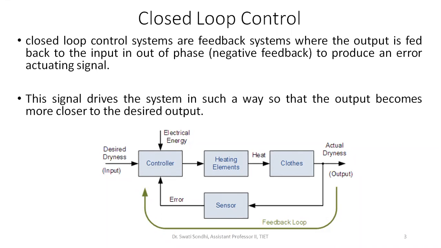Out of phase means negative. The term out of phase is actually used in control systems to indicate negative feedback, or you can say opposite feedback. So if the desired level was a positive quantity, the actual output that is being fed back will be a negative quantity. Remember, there are positive feedback systems also, but very rare.